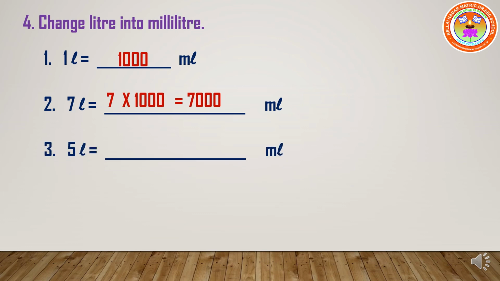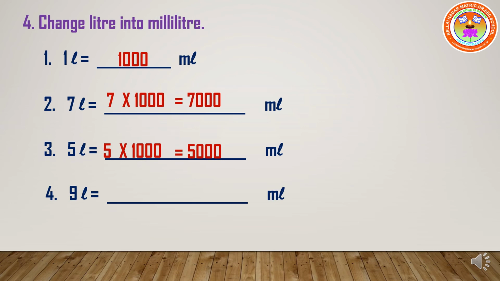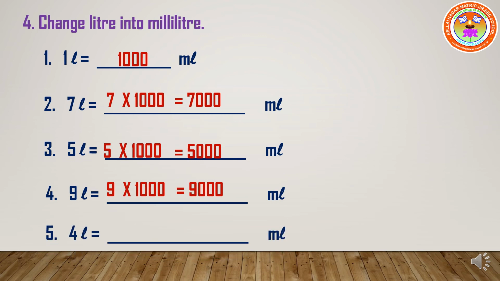Next, 5 liter. So how will you convert 5 liter? 5 into 1000. Yes, 5 into 1000, which is equal to 5000 milliliter. So 5 liter is equal to 5000 milliliter. Next, 9 liter. So we can write 9 liter as 9 into 1000, which is equal to 9000 milliliter. Similarly, for 4 liter, how can you write? 4 into 1000, which is equal to 4000 milliliter. Understood, children?